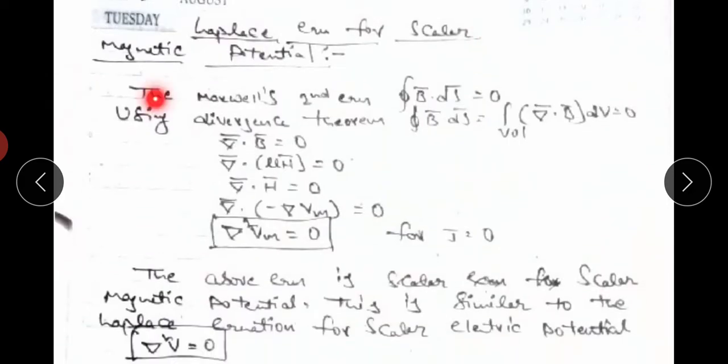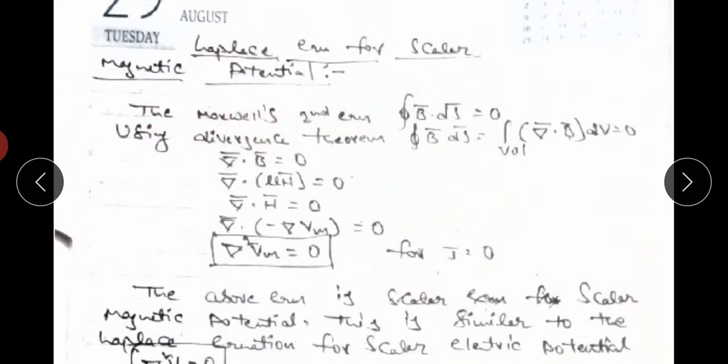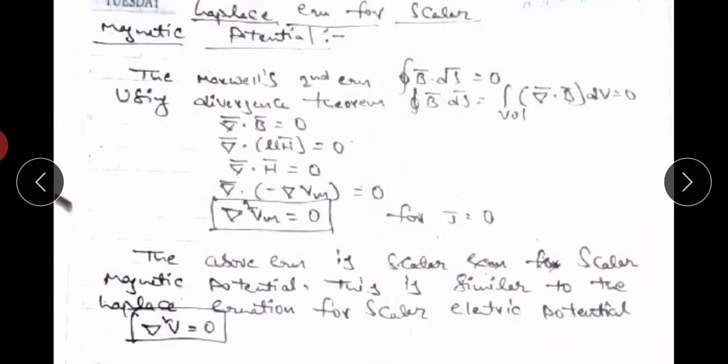We know the Maxwell second equation: closed surface integral of B bar dot dS bar equals 0. By applying the divergence theorem, this equals the volume integral of divergence of B bar dv equals 0. So divergence of B bar equals 0. B bar equals mu times H bar, substitute. So del bar dot mu H bar equals 0, so del bar dot H bar equals 0.